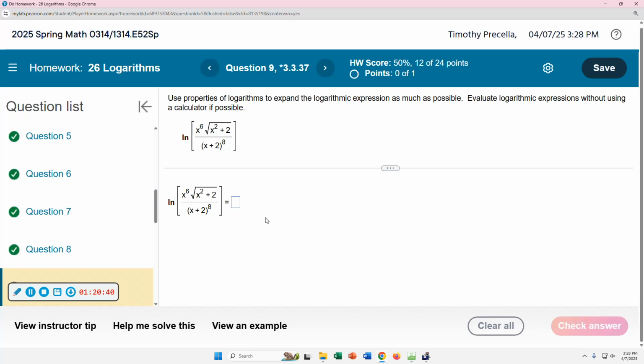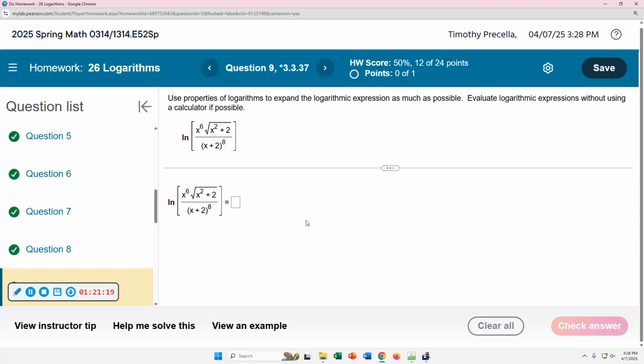Okay, looking there, let me see. That is not saying a 6th root. Notice that 6, it's not right there over the little hook. That's just an x to the 6th. This radical is a square root, so it's x to the 6th and a square root of x squared plus 2, all over an x plus, is that a 2 to the 8th power?